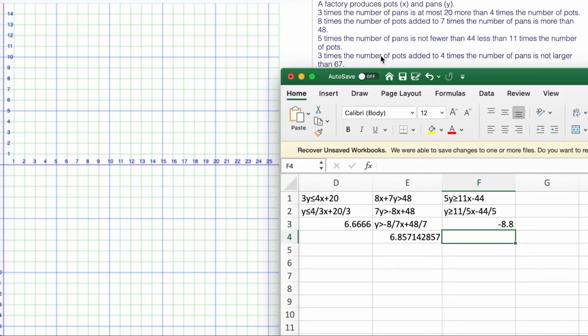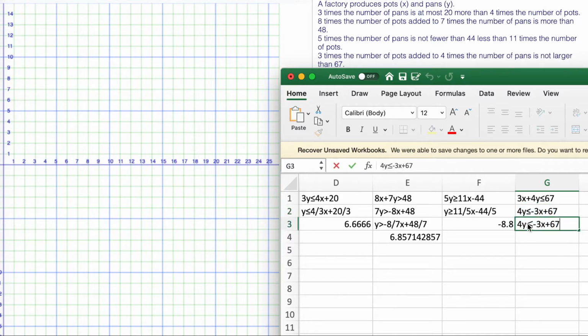The next one, 3 times the number of pots, that's 3x, added to 4 times the number of pans, so plus 4y, is not larger than, so that means less than or equal to 67. I want to get rid of that 3x. I'm going to subtract 3x from both sides, minus 3x plus 67. And then I want to get rid of that 4. So I'm going to divide everything by 4, minus 3/4, and then 67 divided by 4, which is 16.75.